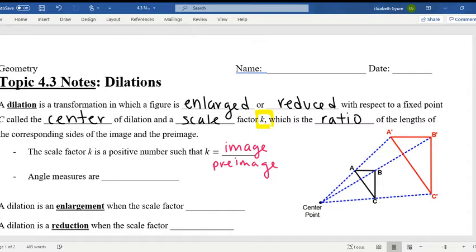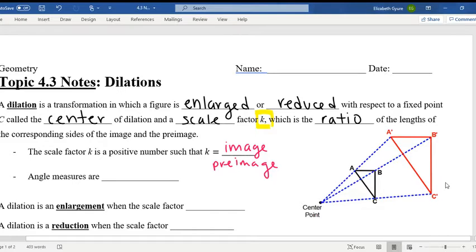Or if you look at this shape here, triangle ABC is your pre-image. That's your original shape. Then it got enlarged and it became this red triangle, triangle A prime, B prime, C prime. So what we do is we take a measurement from each of those and compare it, okay?